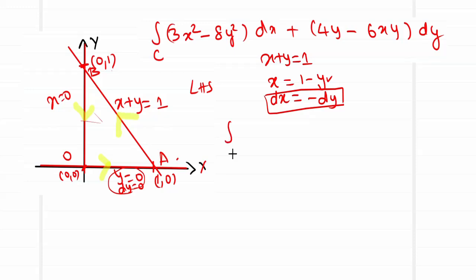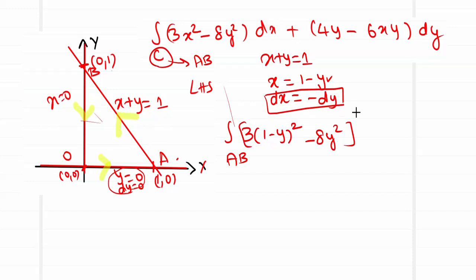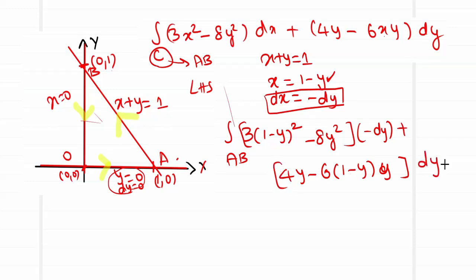So my integral along the curve, the C has now become AB. So my integral along AB now becomes equal to 3 times x square, so it becomes 1 minus y the whole square, minus 8y square, into this dx, which will now be replaced with minus dy. Next comes plus 4y minus 6. How to replace this x? This x is to be replaced with 1 minus y times the one more y over here, and this has to be entirely integrated with respect to dy.